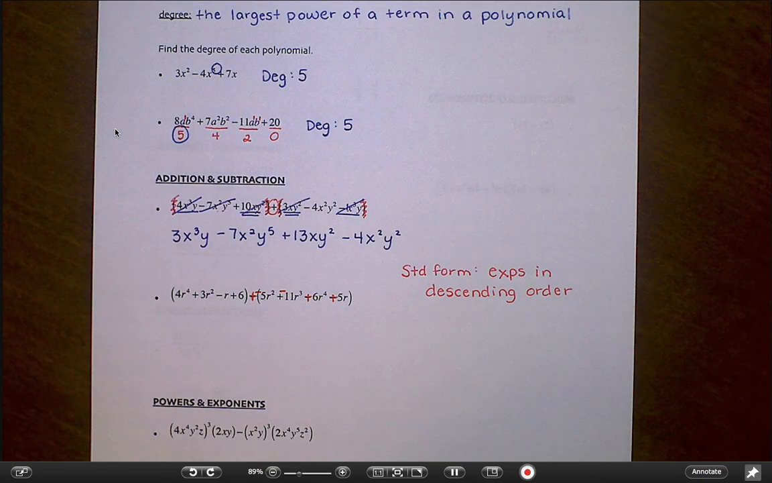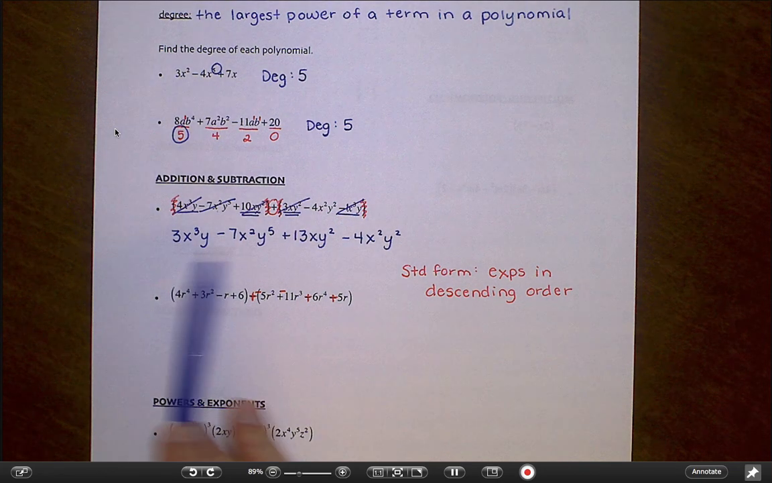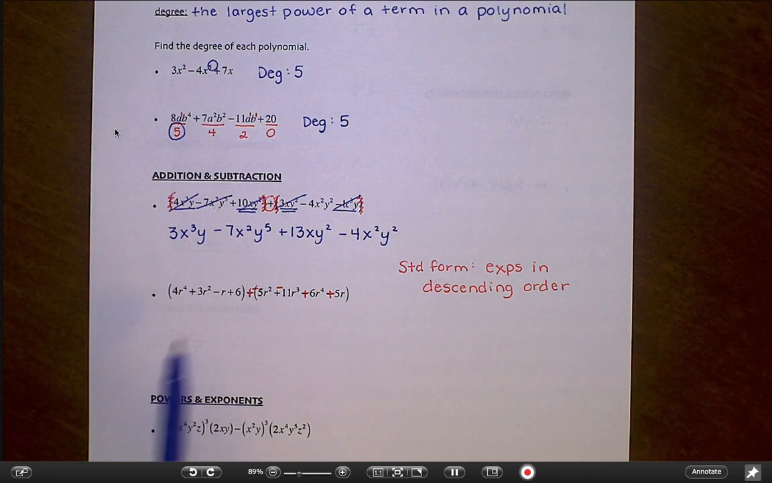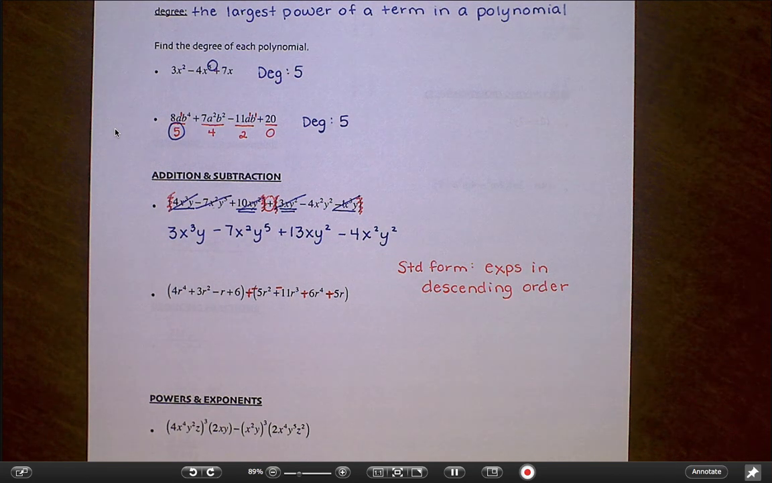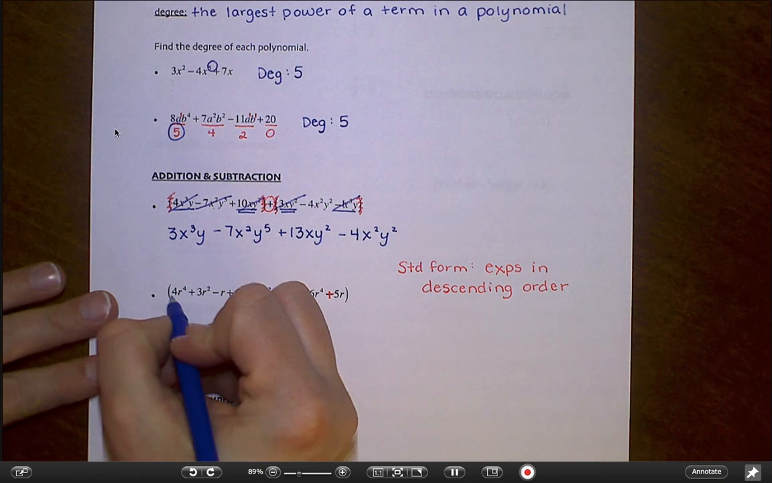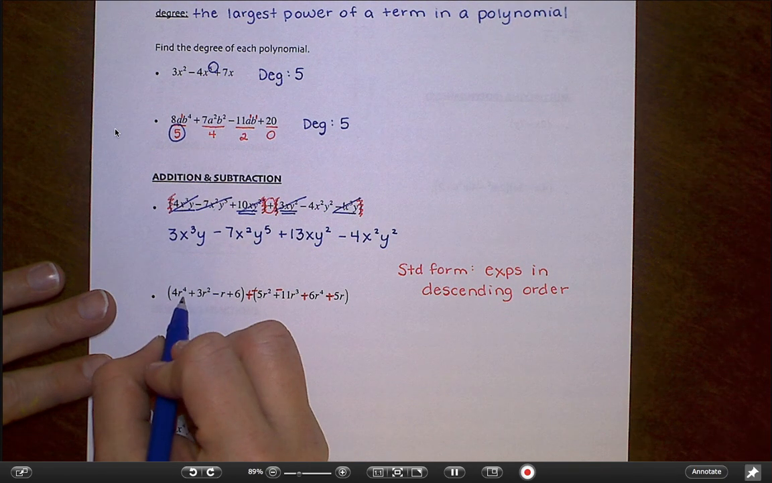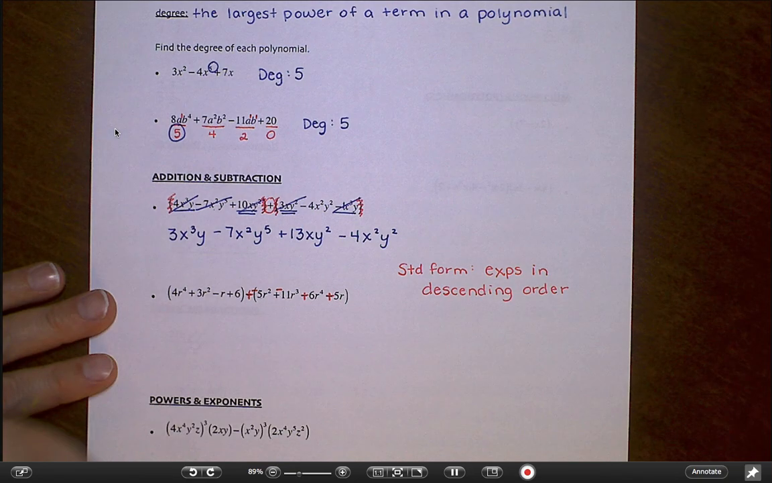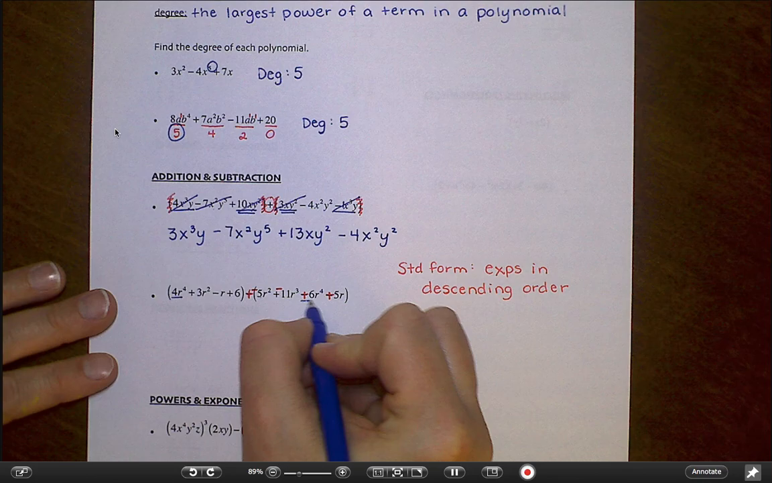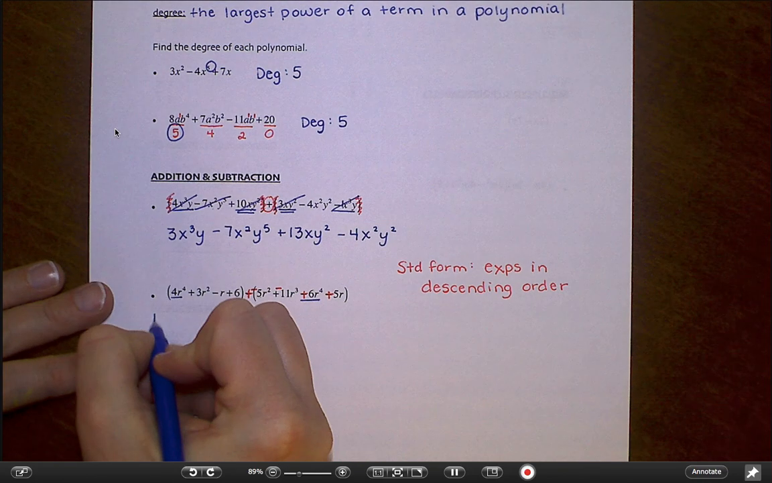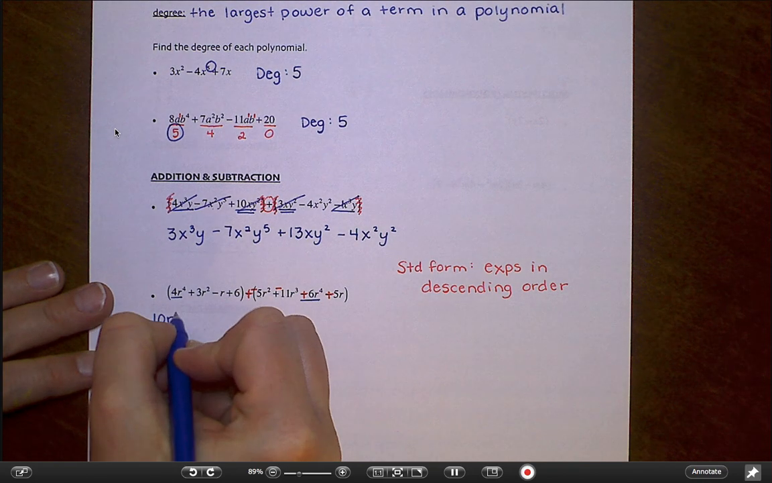It gets a little messy when you're working with multiple variables, and that's why I didn't care so much about it up here. But for something like this, where it's only in terms of r, I would go for standard form. So my biggest degree here, my biggest exponent is a power of 4. So let's start with that. I have 4r to the fourth plus 6r to the fourth. So altogether that makes 10r to the fourth.